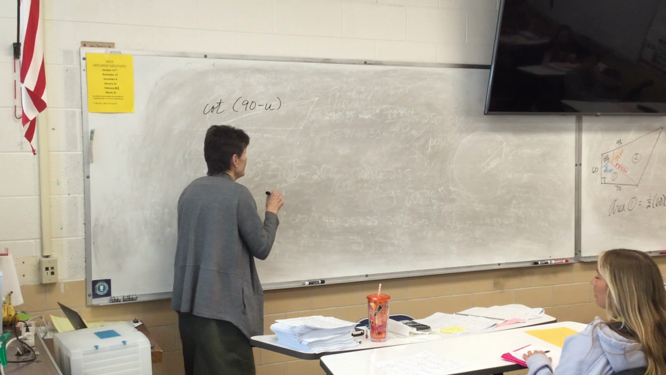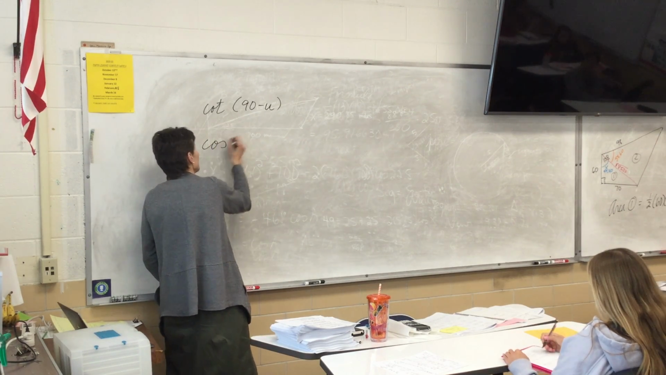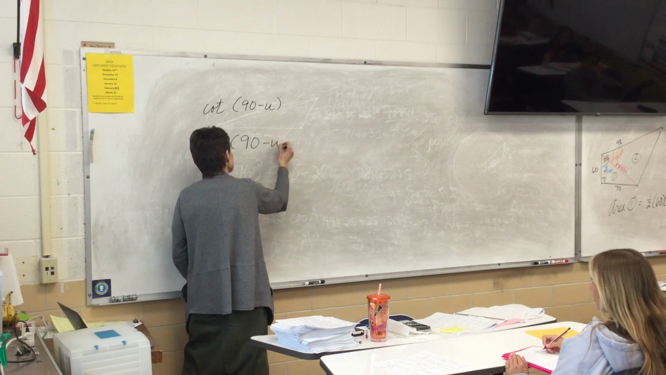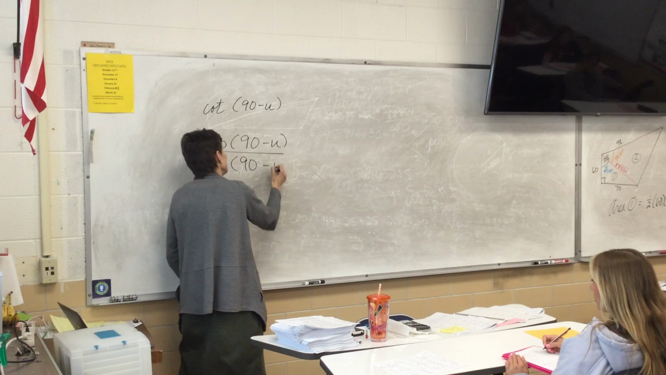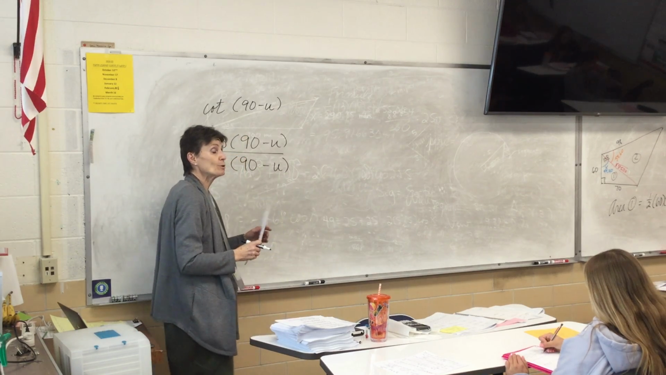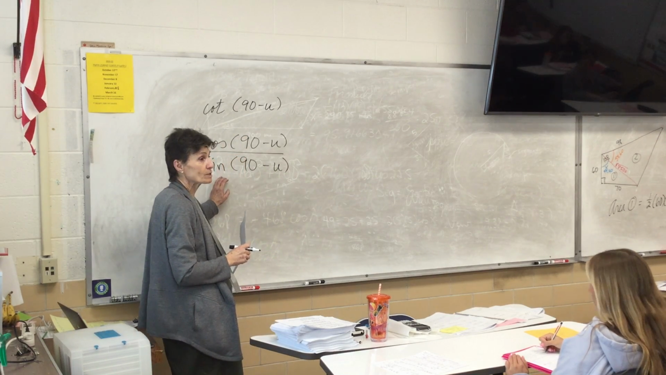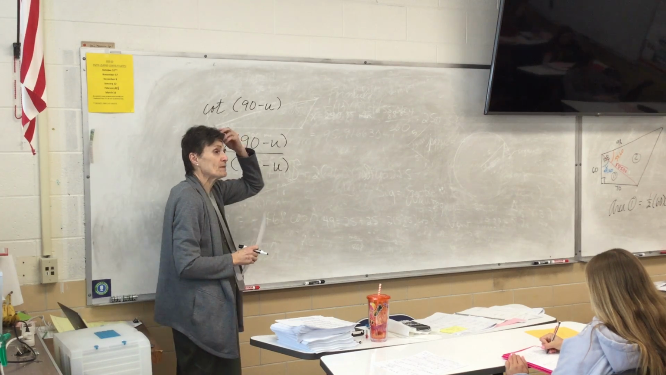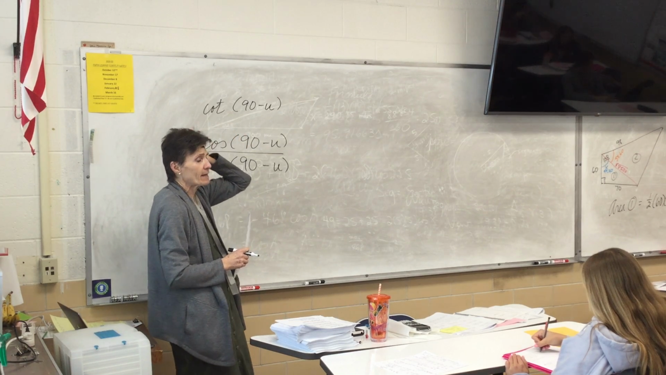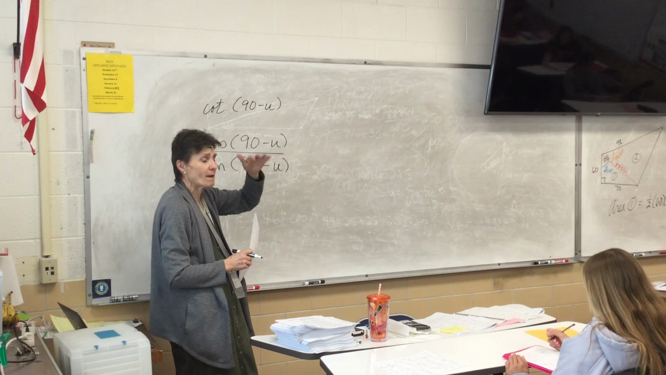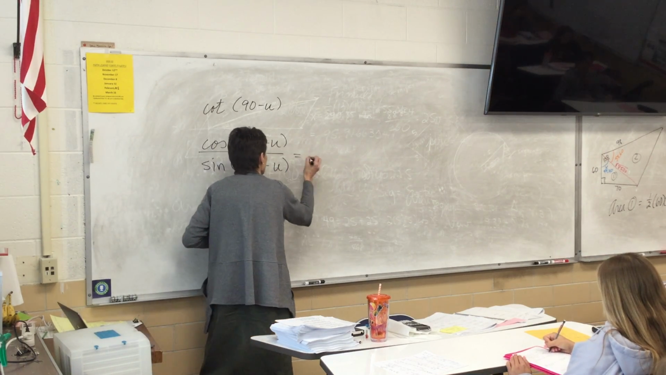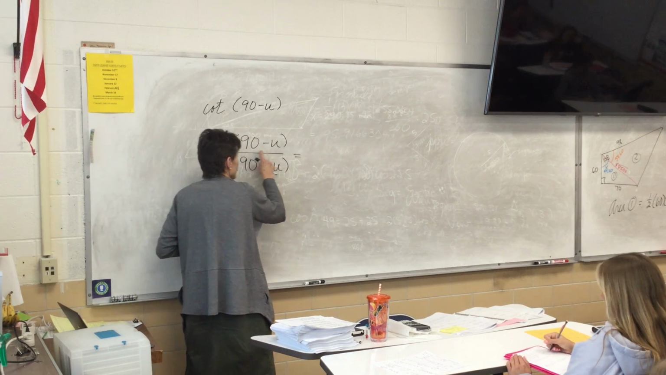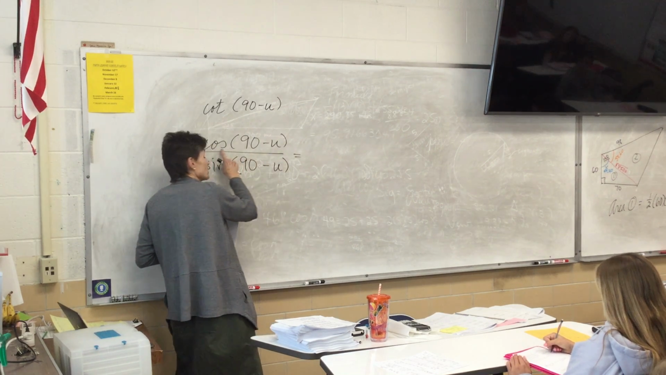Cosine over sine. So you aren't going to like the looks of this, but we are going to have to do two formulas. Cotangent is cosine over sine. Doesn't matter what the angle is. In this case, the angle is 90 minus u, but it wouldn't matter. So cosine over sine.